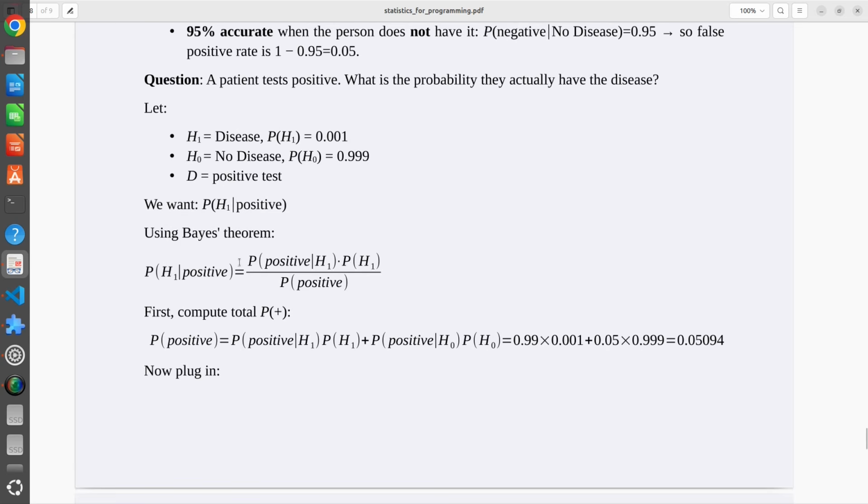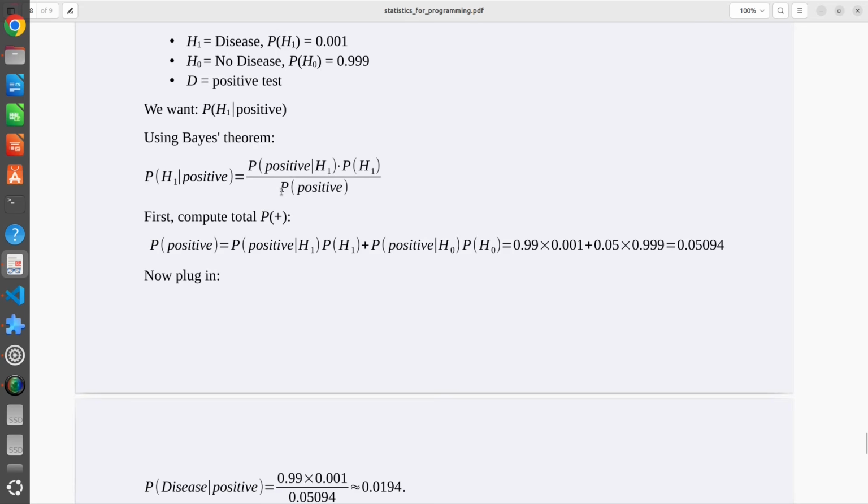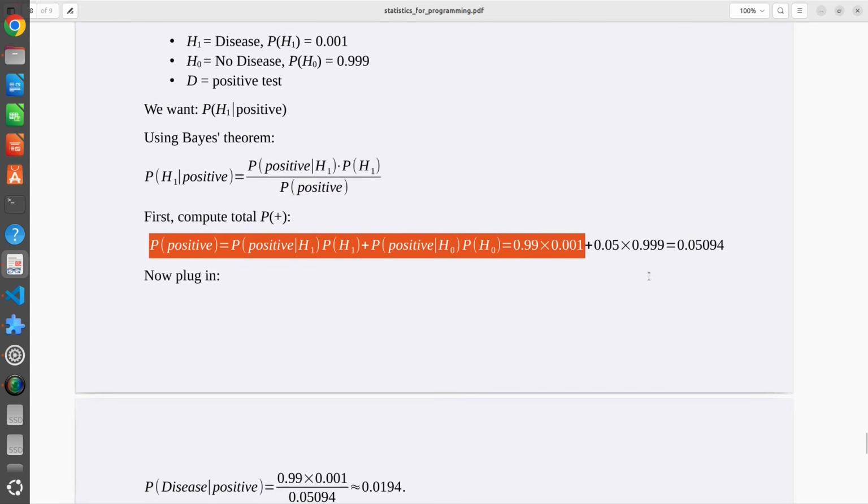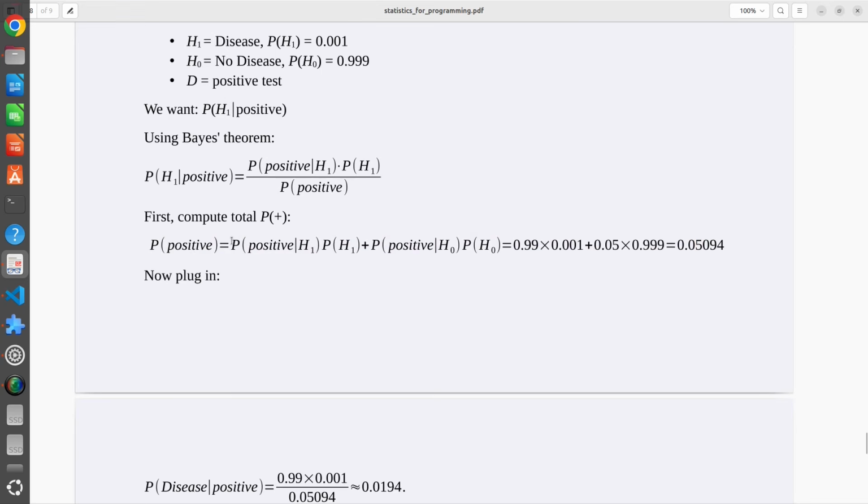P of H1 given positive is equal to P of positive given H1 times P of H1 divided by P of positive, okay? So we want to compute the denominator first, which is relying on this formula, okay? P positive is equal to P of positive given H1. That means the probability of positive result given that the person has a disease. And it is multiplied by P of H1. And I want to add another term, which is equal to P of positive given H0 times P of H0. So P of positive given H0 means that it is the probability of getting a positive result given that we know the person has no disease, okay?